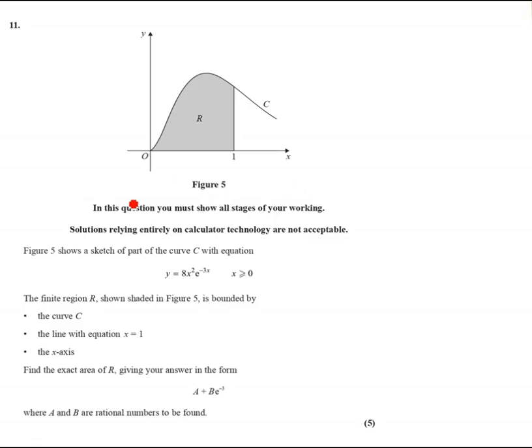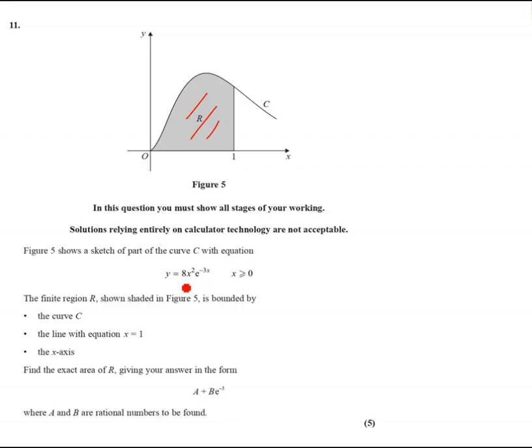Question 11. Figure 5 shows a sketch of part of the curve C with equation y equals 8x squared e to the power minus 3x, where x is greater than or equal to 0. The finite region R, which is this region shown shaded in figure 5, is bounded by the curve C, the line with equation x equals 1, and the x-axis. Find the exact area of R, giving your answer in the form a plus b e to the power minus 3, where a and b are rational numbers to be found.